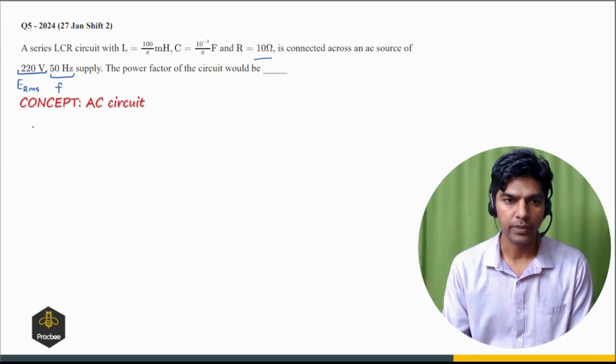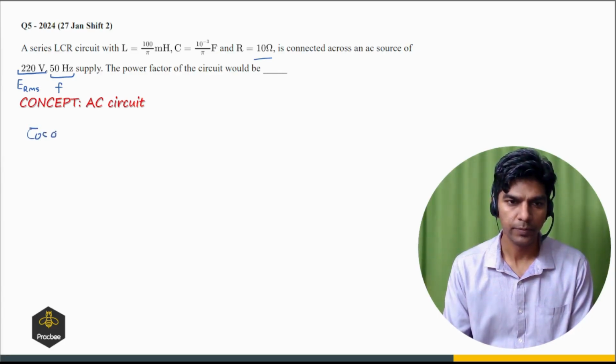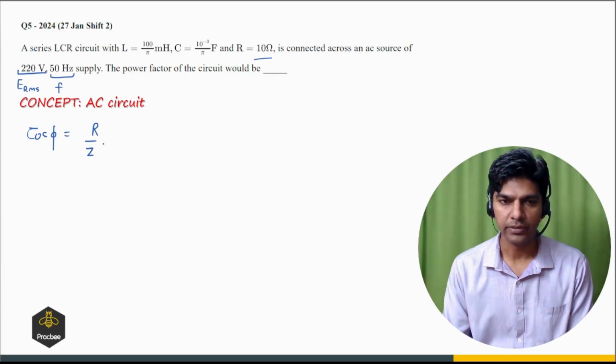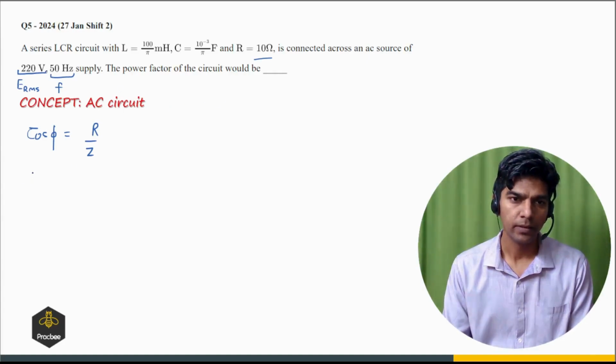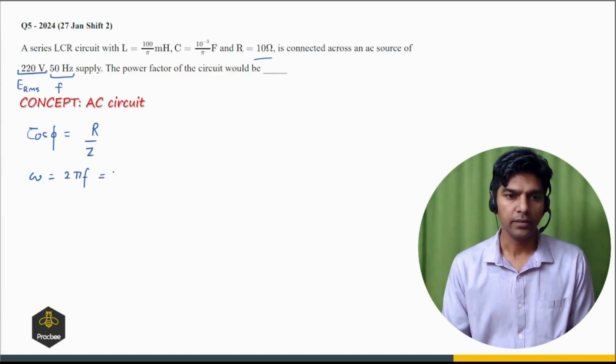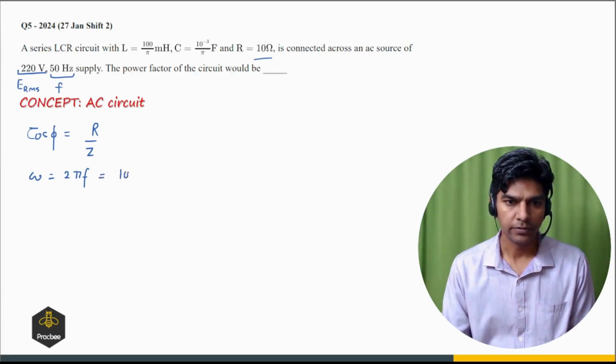Okay, so we know that power factor, which is cos phi, will be given as R by Z, where Z is the impedance, R is the resistance of the circuit. So in this case, we have given frequency. So from the frequency, we can find angular frequency. So omega will be 2 pi f, and f is 50, so this will be 100 pi second inverse.